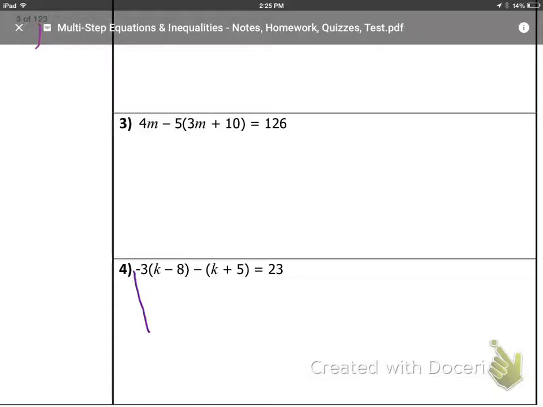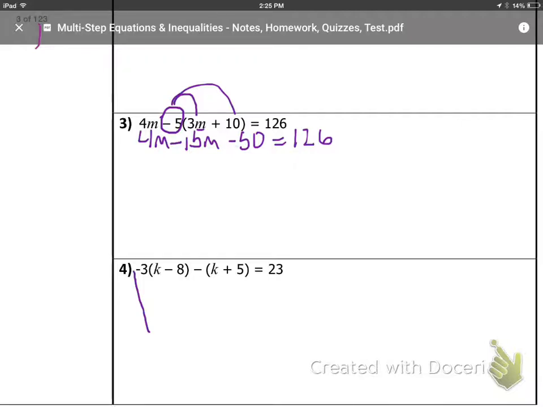So the next problem, I have parentheses, so the first step I'm going to do is distribute. So whenever you distribute, you're going to take the number and the sign. So I'm not going to just distribute this 5. I have to distribute the sign that goes with that 5, which is a negative. So I have negative 5 times 3 is negative 15. Keep the M. Negative 5 times 10, negative 50. Then I'm going to copy everything else.